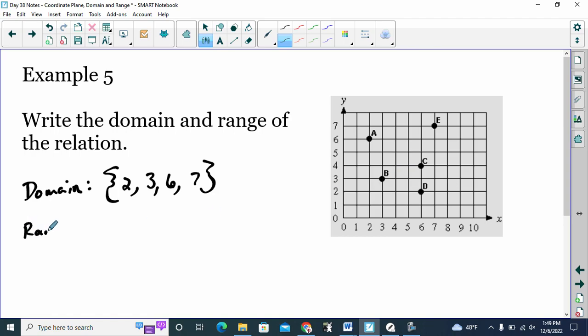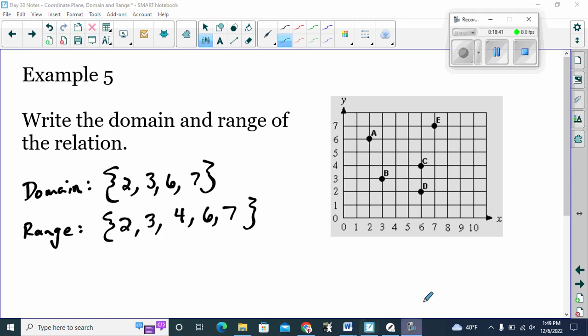The range, I do the same thing, but I'm thinking about the y values. I'm starting at the bottom and working my way up. So the smallest y value I see is this point right here, which is 2. This point has a y of 3. C has a y value of 4. A has a y of 6. And E has a y of 7. And that is a wrap for today's notes.